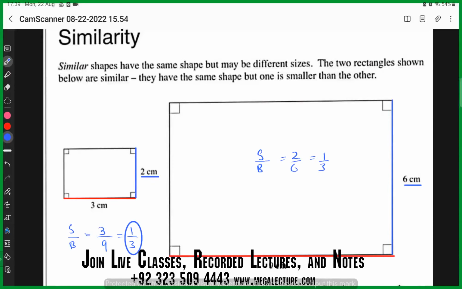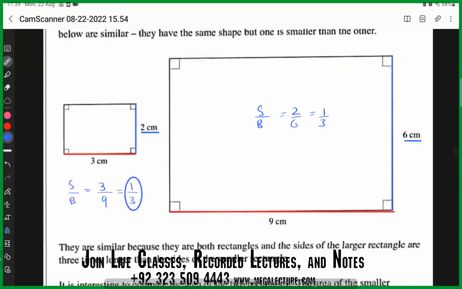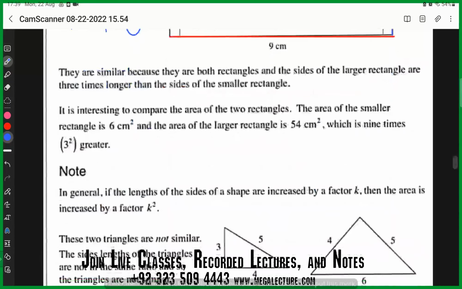So similar is just this: the two shapes should look the same and their sizes can be different. That does not matter. Any confusions with this? No, ma'am. I agree that this was the only thing for similar, but you would understand this once we talk about questions.